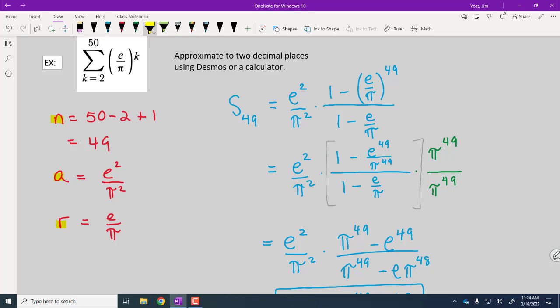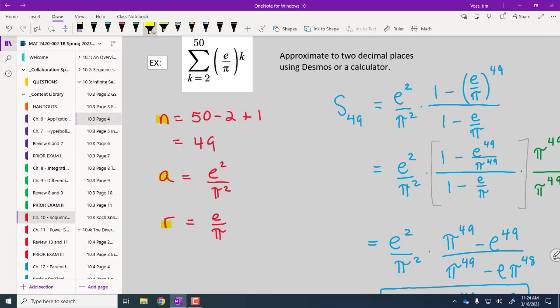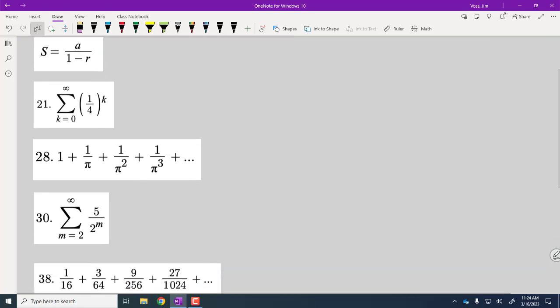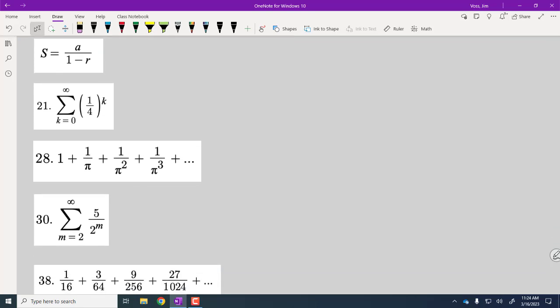If we have an infinite series, we don't deal with n because n is going to go up to infinity. But for a finite series, we have to know what n is in addition to a and r. So we always need to know a and r. So now let's take a look at how much easier it is when we have an infinite series, which is just super counterintuitive. We say, gosh, this is going to be easier?